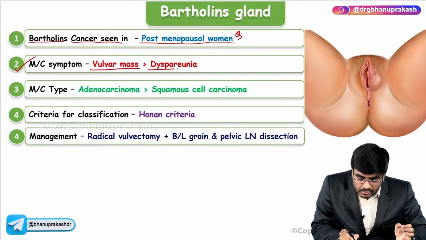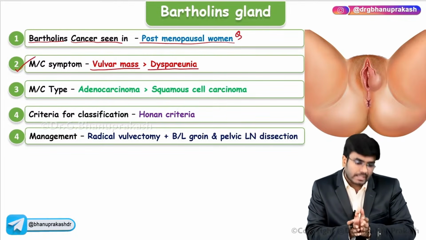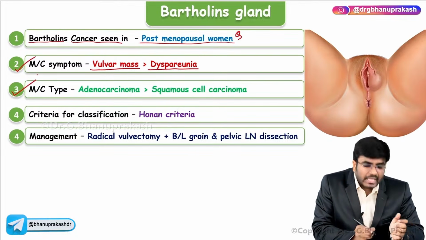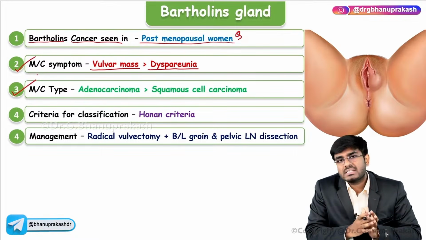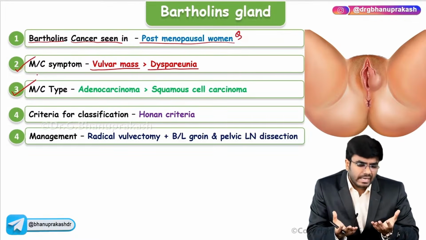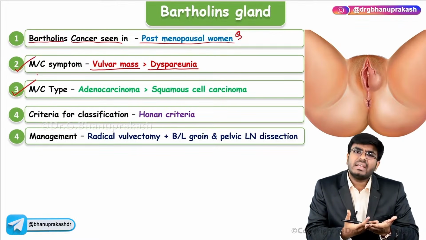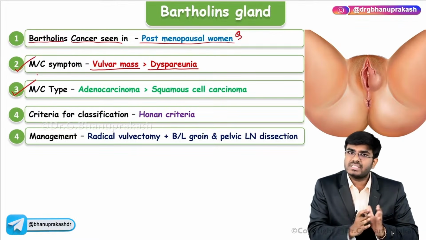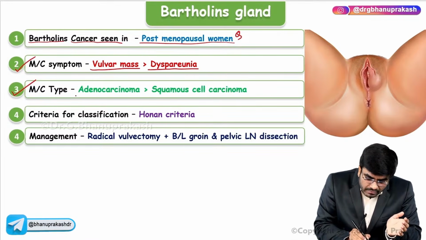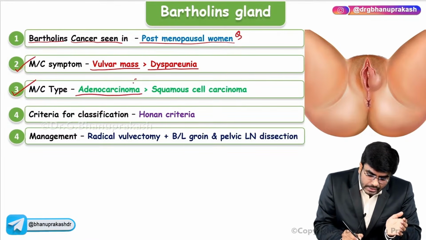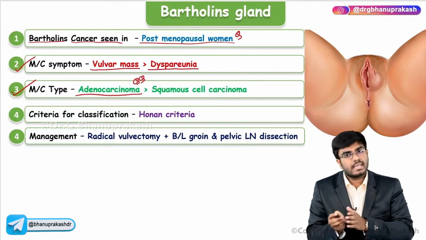Other than that, she can have dyspareunia, a pain during intercourse. And what's the most common type of cancer? Is it adenocarcinoma or squamous carcinoma? It's very basic, right? It's a gland, Bartholin's gland. If it is a gland, definitely it is adenocarcinoma. Adeno means nothing but the gland. So the most common variety is adenocarcinoma rather than squamous cell carcinoma.